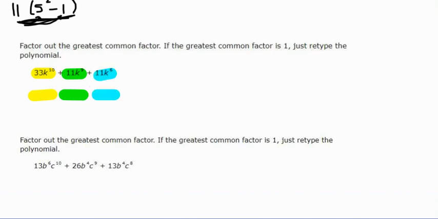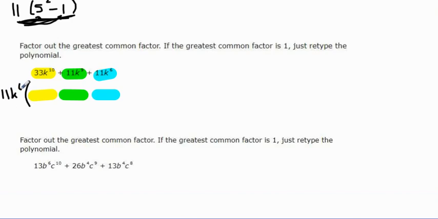So let's find our GCF of these terms. So let's just look at the number coefficient of 33, 11, and 11 would be 11. Now let's look at our k. I have k to the 10th, k to the 9th, and k to the 6th. So the smallest of those is k to the 6th. So there's my greatest common factor.